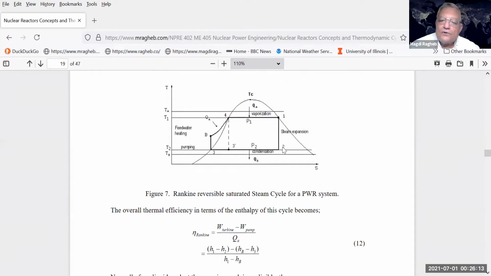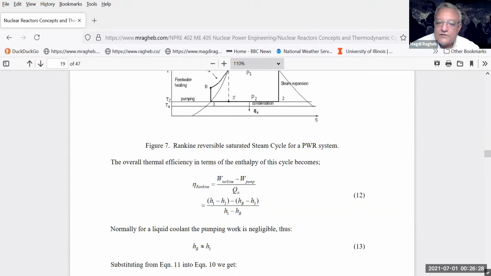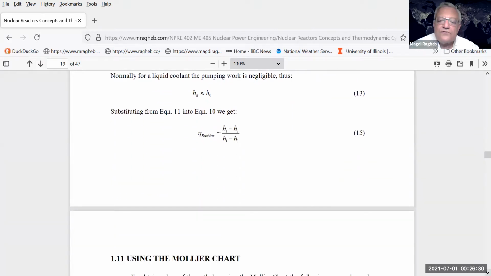Here, the work that you get from the expansion of the steam in the turbine is divided by the heat addition, from the enthalpy at H1 minus the enthalpy at H3, because B and 3 here are very close to each other, as a simplification of the process. So the Rankine efficiency for the PWR is the enthalpy at 1 minus the enthalpy at 2, divided by the enthalpy at 1 minus the enthalpy at 3.